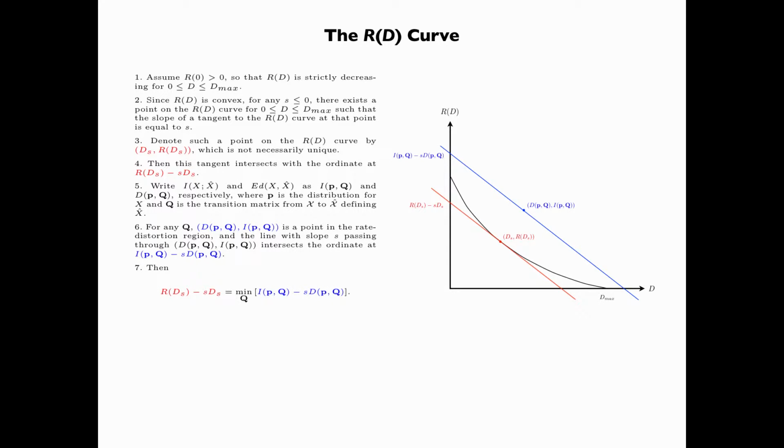It is then evident that R(D_S) minus S D_S, that is, the y-intercept of the red tangent, is equal to the minimum of I(P, Q) minus S D(P, Q), the y-intercept of the blue line, over all Q. If for a particular value of S, we can determine R(D_S) minus S D_S, the y-intercept, then the tangents can be determined. By varying over all S less than or equal to 0, we can then trace out the whole rate distortion curve R(D).